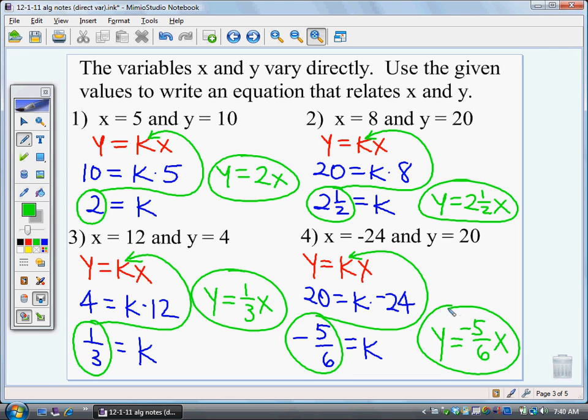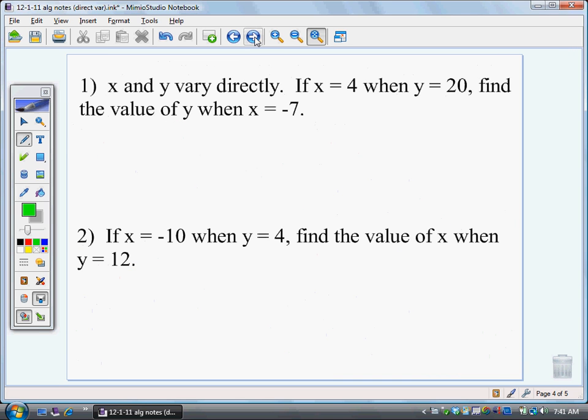Now on the next page, we're going to start off the same way. The examples both start off again with x and y varies directly. I should have written that also in example 2. But they tell you in the first one that x is 4 when y is 20, just like what we did on the previous page. But we're going to take that and write an equation, and then we'll use the equation to find out what y is when x is 7.